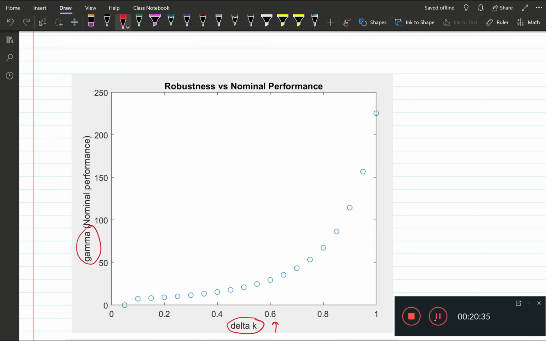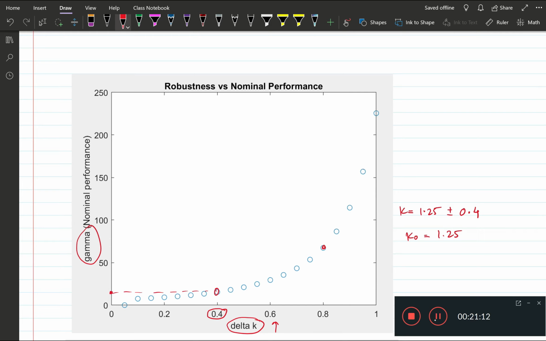For example, if we compare these two points, if we have a delta k of 0.4, we are asking the optimization problem to find a controller that is able to stabilize all systems with a spring stiffness of 1.25 plus minus 0.4, and at the same time minimize the gamma for the nominal system k0 of 1.25, and the output is this gamma.